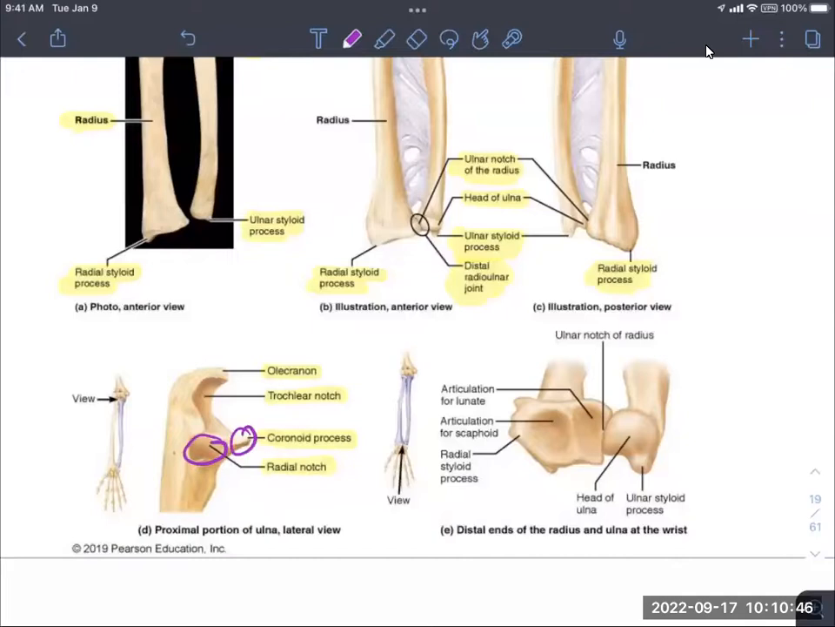Now, picture E gives us the distal end. This is closest to the wrist. So down at the bottom, we have an ulnar notch for the radius. That is where the head of the ulna articulates with the radius. And you can see that ulnar styloid process and that radial styloid process. You don't need to worry about knowing the specific names of the wrist bones. You just need to know that they are carpal bones.